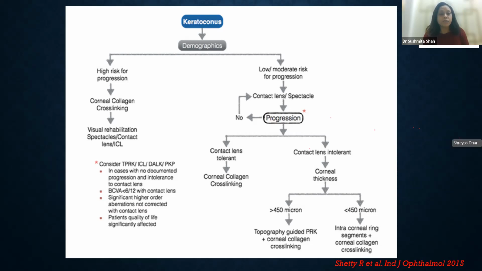In eyes that are too thin to be cross-linked and are not tolerant to contact lenses, the ultimate treatment is corneal keratoplasty, which has to be done. I'll describe each in detail.